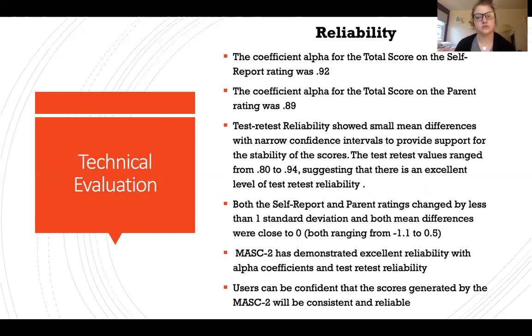Retest reliability shows small mean differences with narrow confidence intervals to provide support for the stability of the scores. The retest values range from 0.80 to 0.94, suggesting that there is an excellent level of retest reliability. Both the self-report and parent ratings changed by less than 1 standard deviation, and both means were close to 0, both ranging from -1.1 to 0.5.